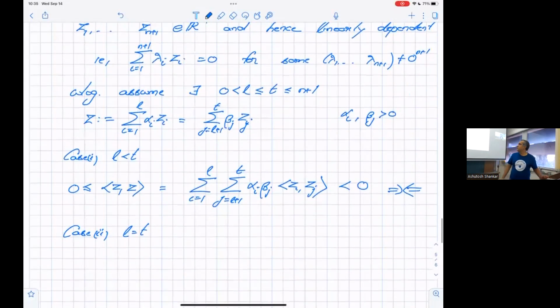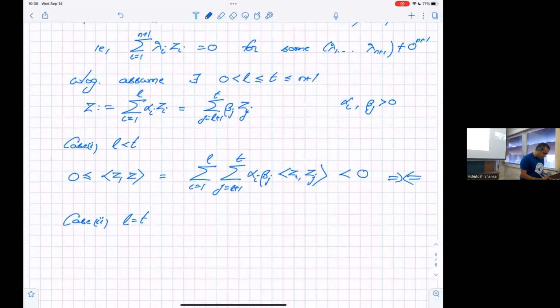There's at least one alpha_i that is positive and one beta_j that's positive. That's why we're using L less than T. Therefore, there will be at least one negative term in this. Could be more negative, but that's so. This will not be true if L equals T, because then every beta_j is 0 and you won't get this. Now, so far we didn't use z_{n+2}, otherwise the proof would have been done with z_{n+1}. We have to use z_{n+2}.